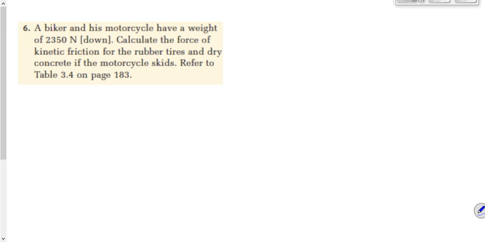We want to find the force of kinetic friction as the motorcycle skids. Okay, as it skids, that's sliding, right? And sliding is kinetic. We're looking definitely for the force of kinetic friction. It's equal to mu times the normal force.